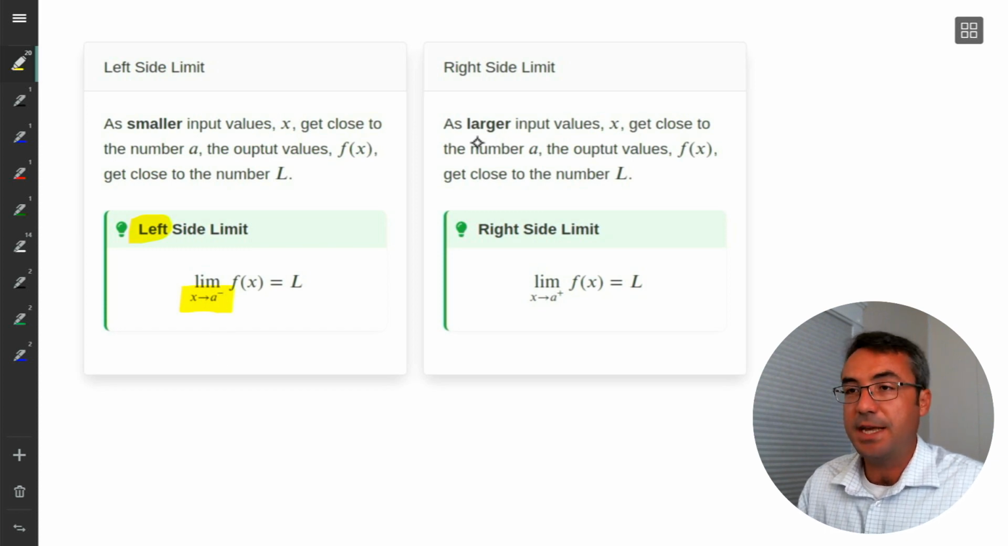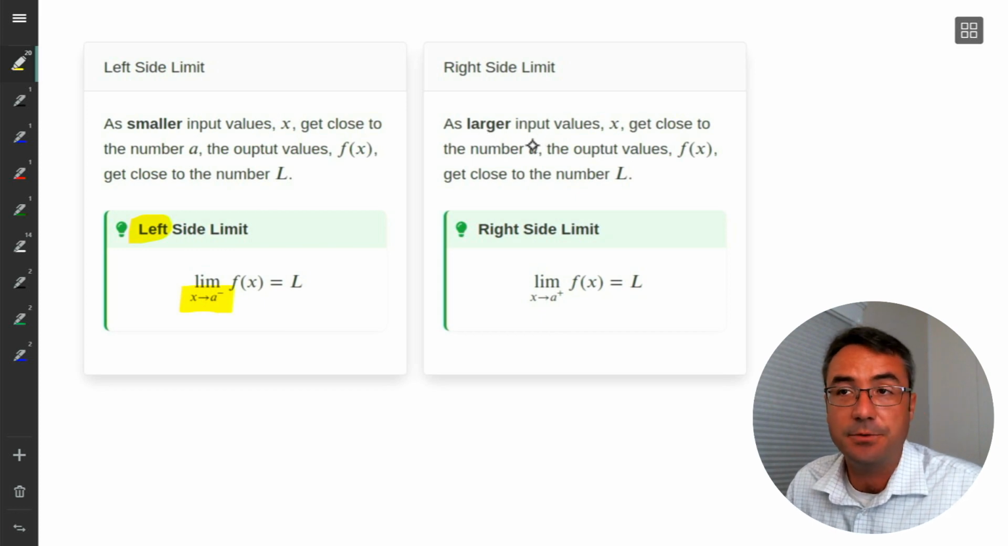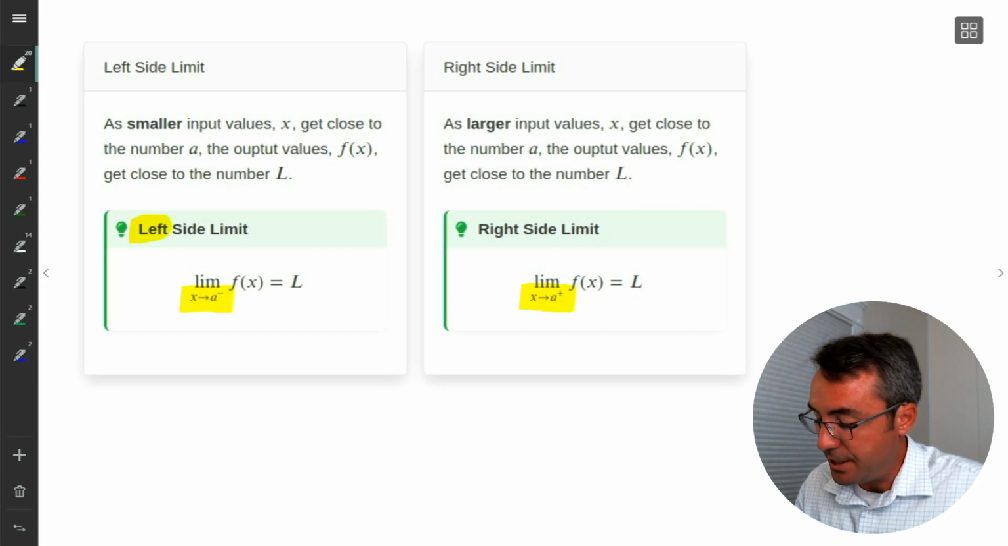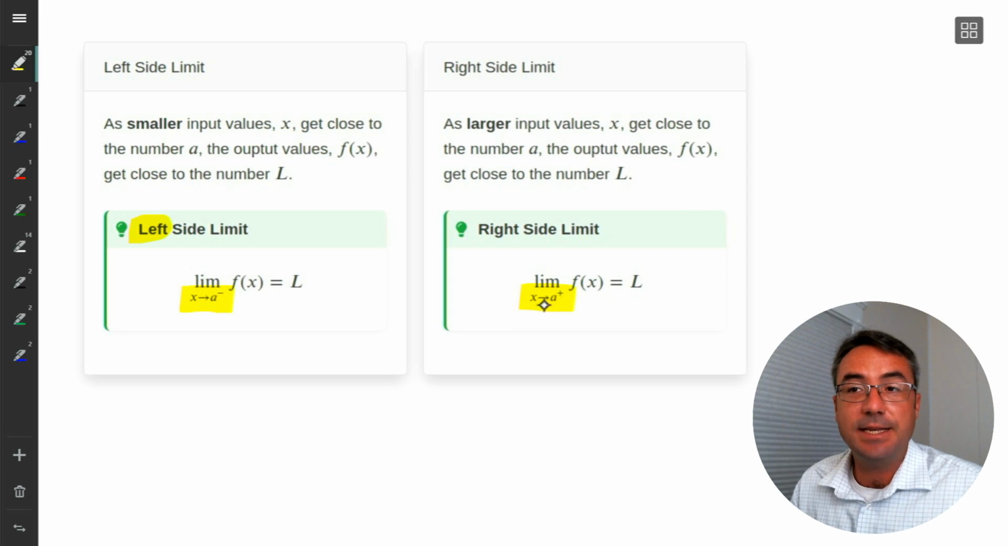Now for the right side, what's happening is we have larger input values, and we're seeing what happens as those larger input values get closer and closer to the number a. And we're seeing what happens to our function. So the notation that we use here to denote the right side is x is approaching a, and we have a little plus there. And that plus means we're just slightly bigger.